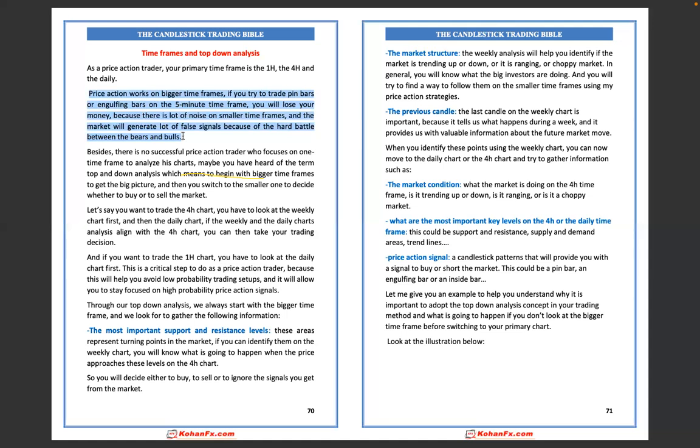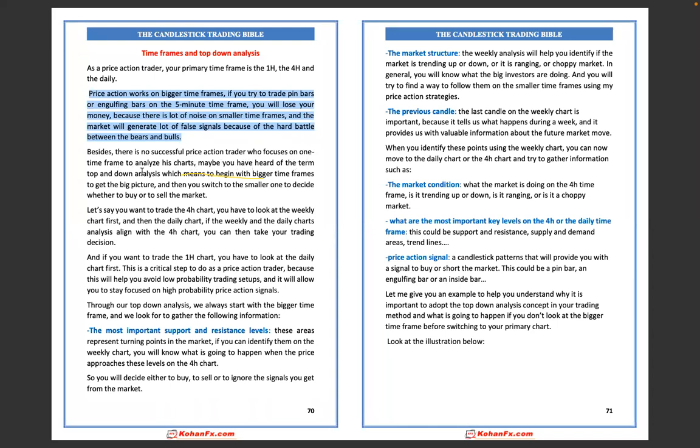So it is recommended that if you're a day trader, you look at what? The 1 hour time frame, the 4 hour time frame, and the daily time frame. Okay. Besides, there is no successful price action trader who focuses on the 1 minute time frame to analyze his charts.